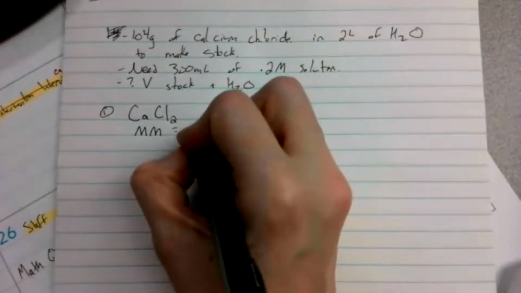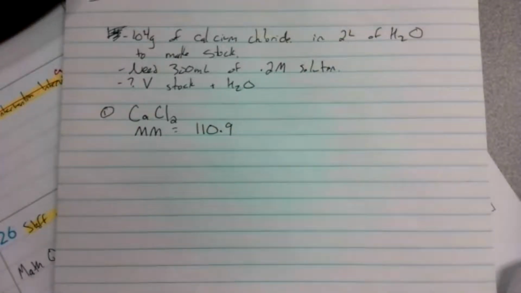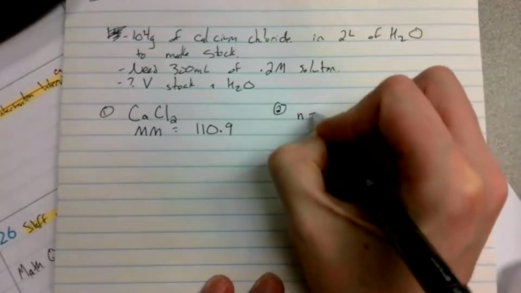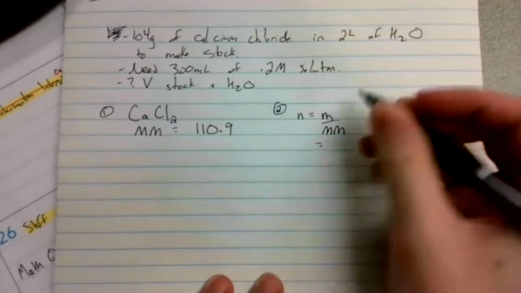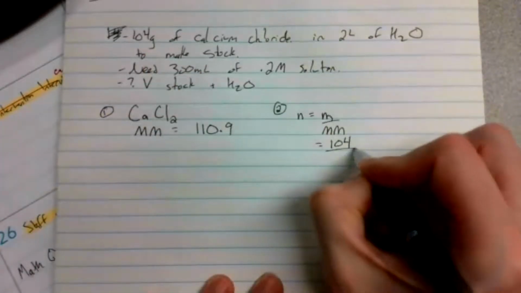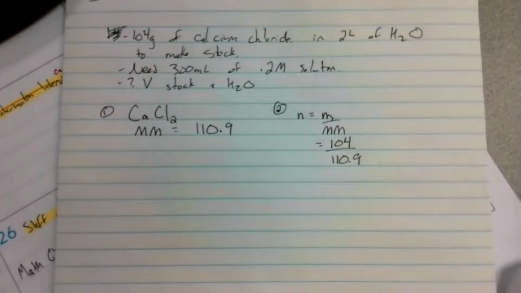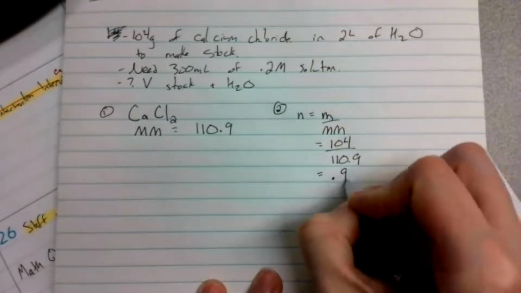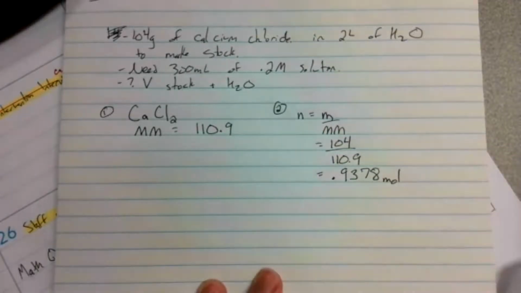So if we add those all together, you get 110.9 as your molar mass of calcium chloride. Now that we have our molar mass, step 2, we'll be plugging it into our moles equals mass over molar mass formula. So our mass, we were given in the question, it's 104, divided by the molar mass we just calculated. And if you divide those, you should get 0.9378-ish moles of calcium chloride.